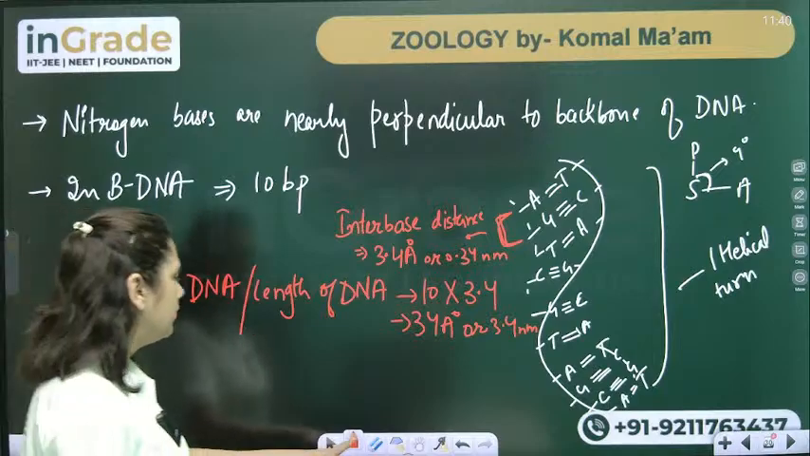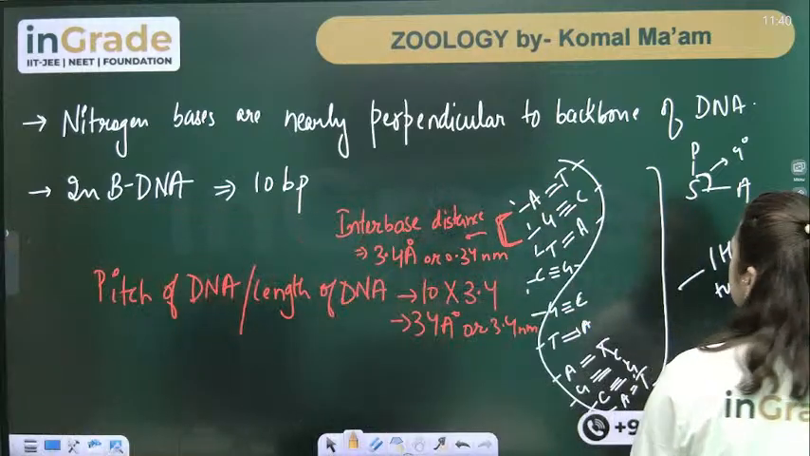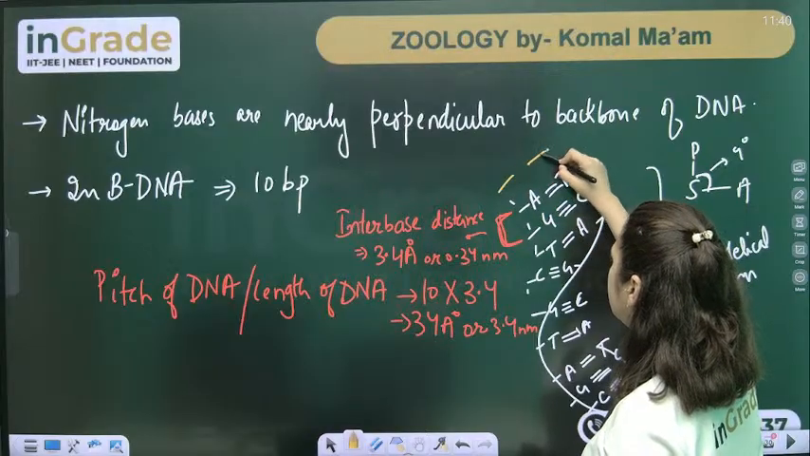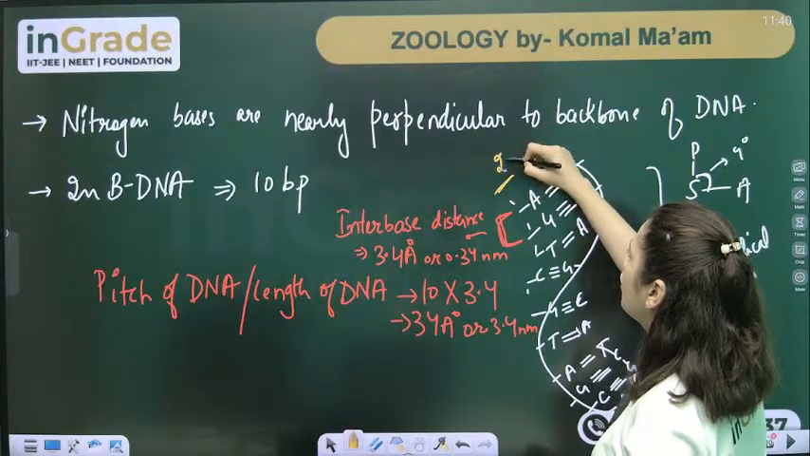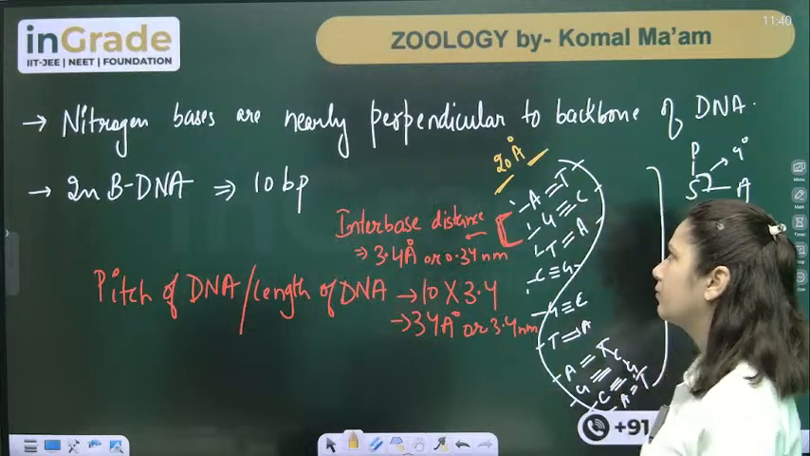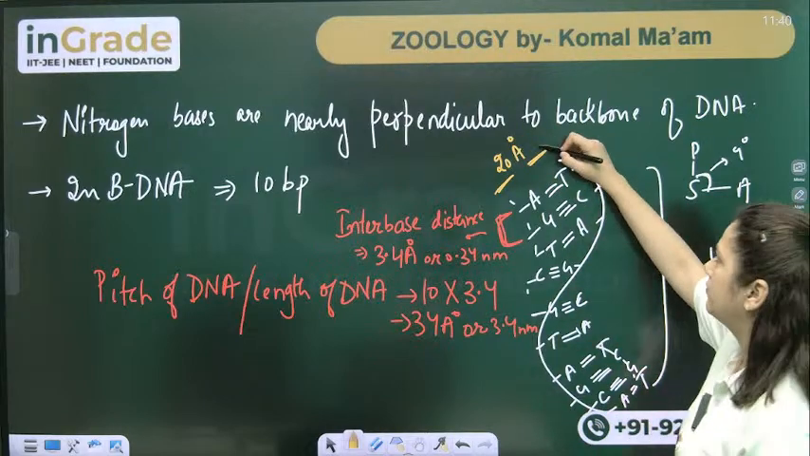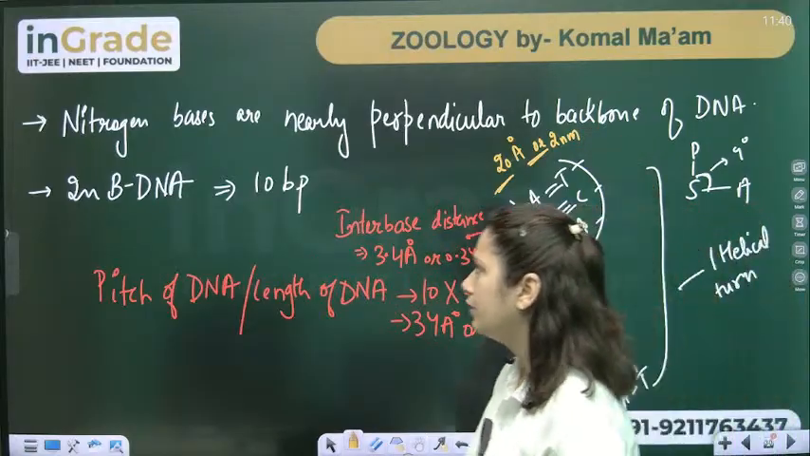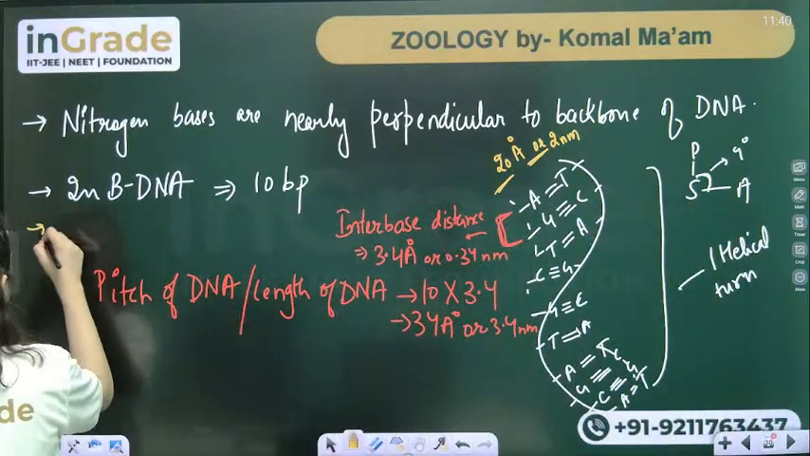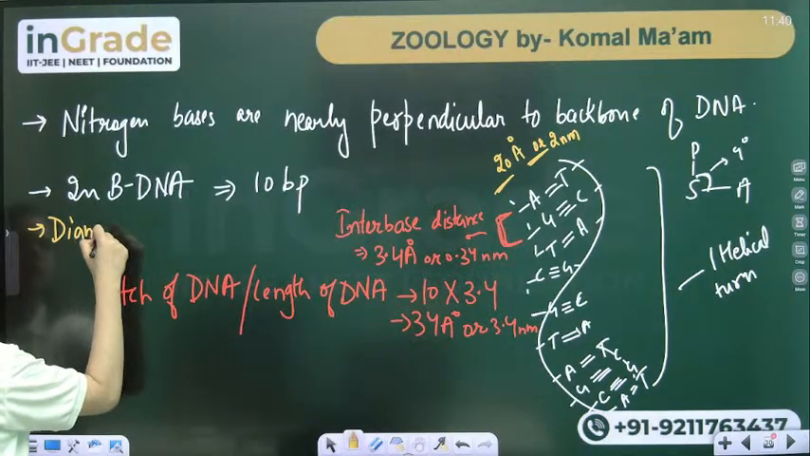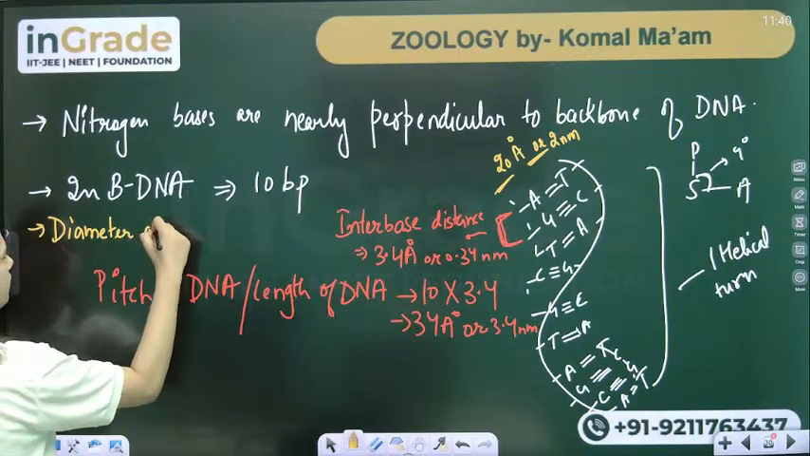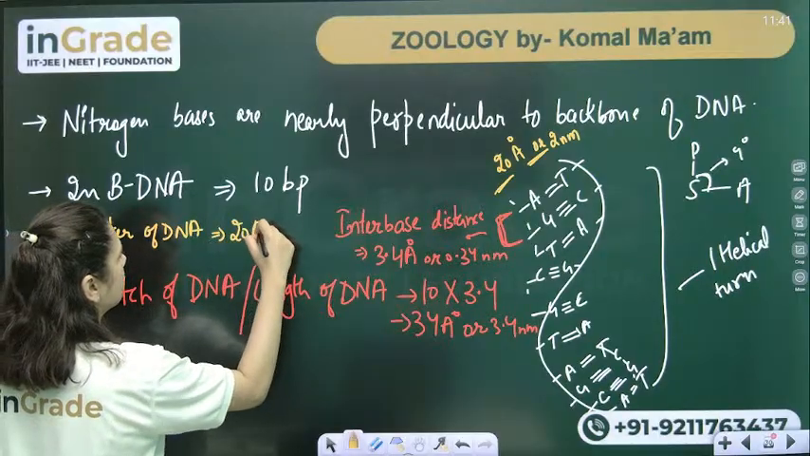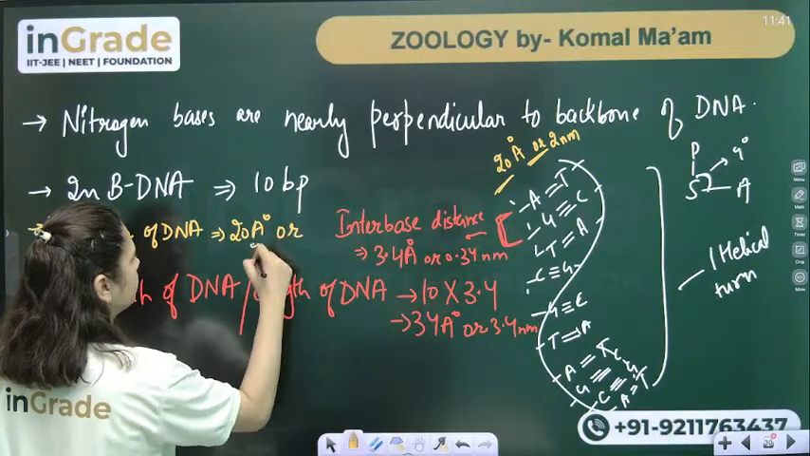Then we have the distance between two strands, which is 20 angstrom or 2 nm. That is the diameter of the DNA. We have the diameter of DNA, that is 20 angstrom or 2 nm.